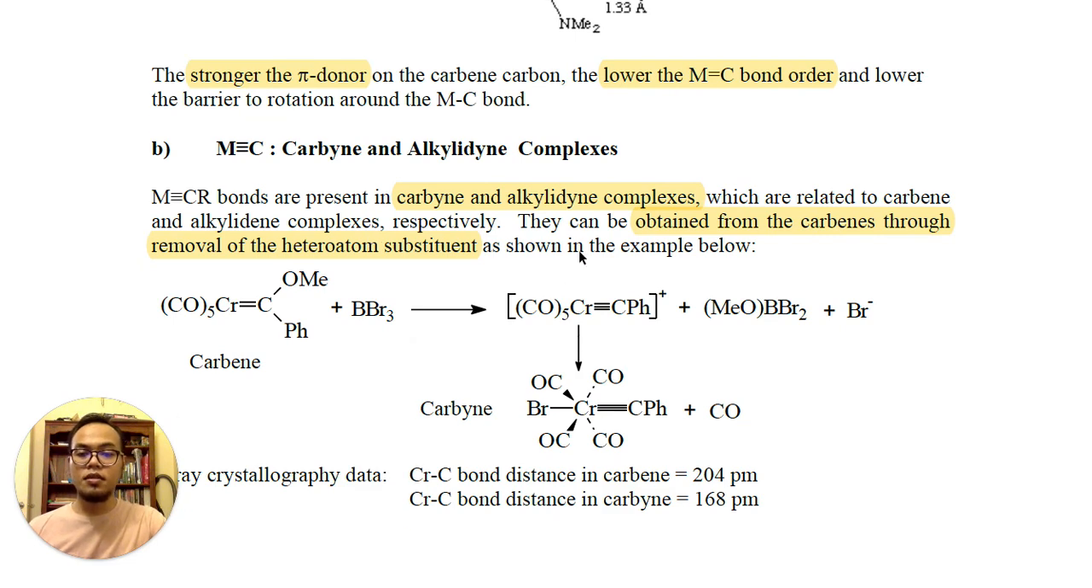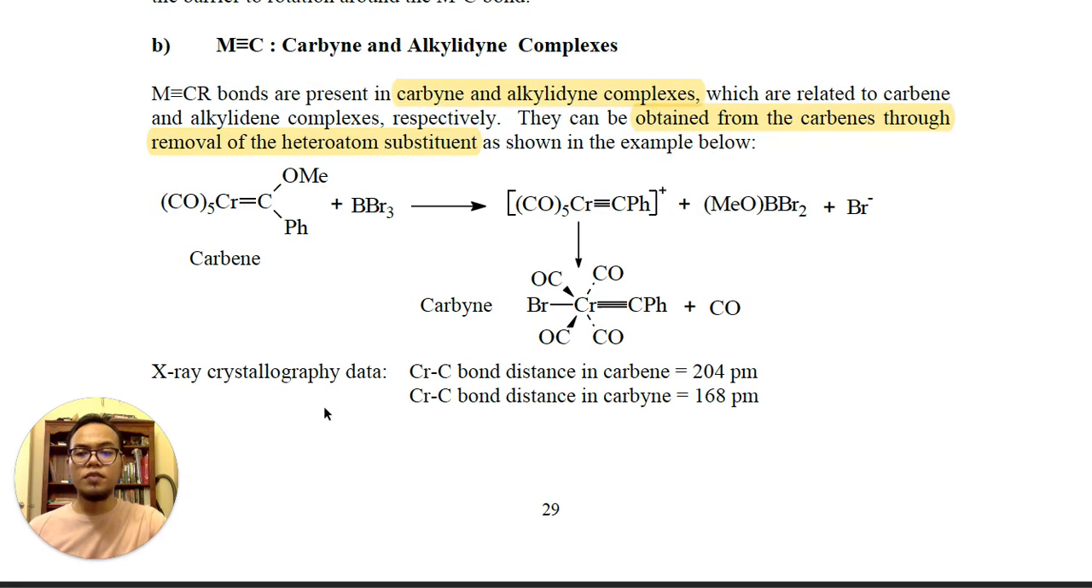So how do we get your carbyne? You have a carbene here, M=C. We have to remove the heteroatom, this methoxy OMe. We remove this one and we are going to get a carbyne. So your methoxy is removed, combining with BBr3, and you get your carbyne here. You see CR triple bond with M. So from carbene to carbyne, you need to remove the heteroatom subunit. From the X-ray data, we can see that the M–C bond distance in carbene is longer than that in the carbyne. So your alkyne will have a shorter bond than the alkene, and the carbyne will have a shorter bond than the carbene.